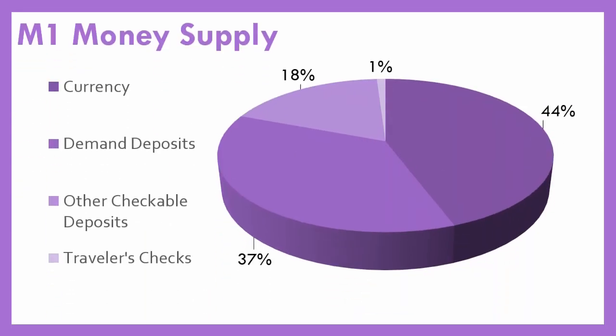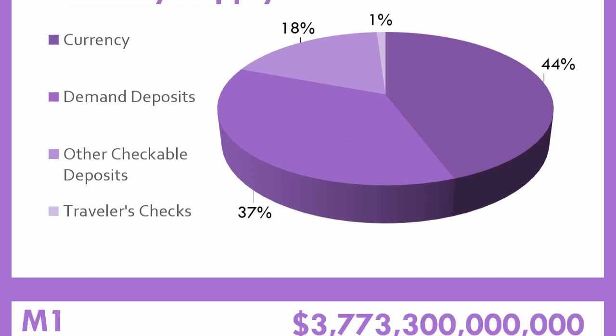So this is kind of the current makeup of the M1. If you notice, about 44% of it represents currency that's in circulation. Another 37% represents demand deposits, right? Demand deposits being those debit card accounts that maybe we have out there. Then we have checkable deposits and traveler's checks. Those are all liquid, easily accessible.